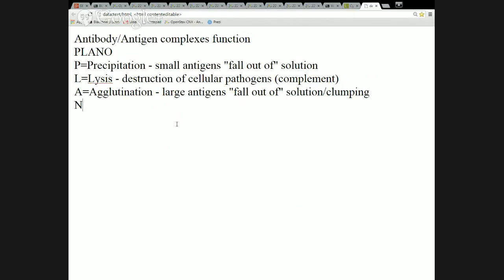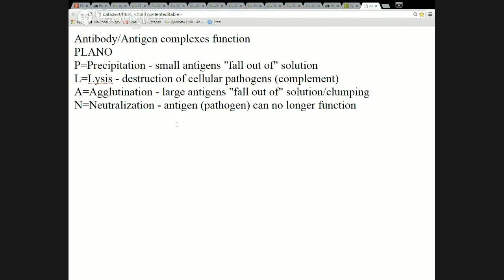And then N equals neutralization, which means the antigen or pathogen, most often, although not always, can no longer function the way it's supposed to. A good example of neutralization is if a virus particle gets coated in antibodies. When that happens, the virus particle can no longer infect a cell. Okay, it can't interact with its host cell, and so it's neutralized.